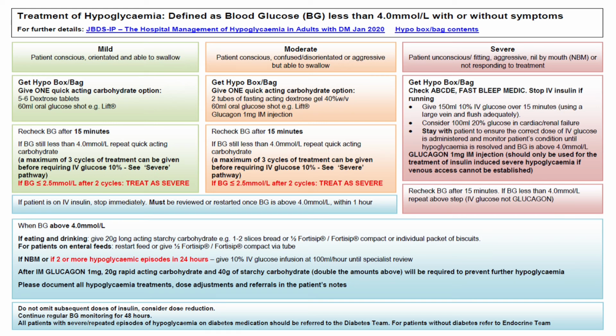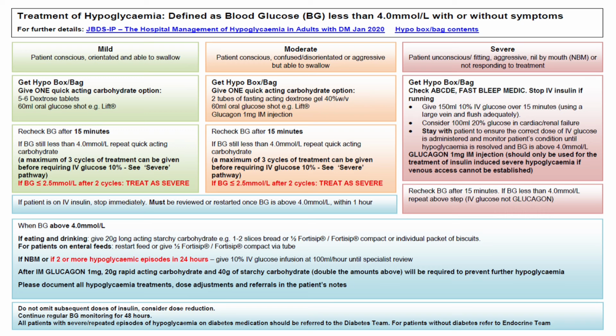At our trust, we treat mild cases with quick-acting carbohydrate. This could be dextrose tablets or an oral glucose shot. Then we recheck the BM after 15 minutes. If it's still low, we can repeat that for a maximum of 3 times. If the patient is conscious but more confused or aggressive, but still able to swallow, we still give a quick-acting carbohydrate, but we do this via 2 tubes of fast-acting dextrose gel, or a 60ml oral glucose shot, or a glucagon IM injection. Again, we recheck after 15 minutes and we try a maximum of 3 cycles of that treatment.